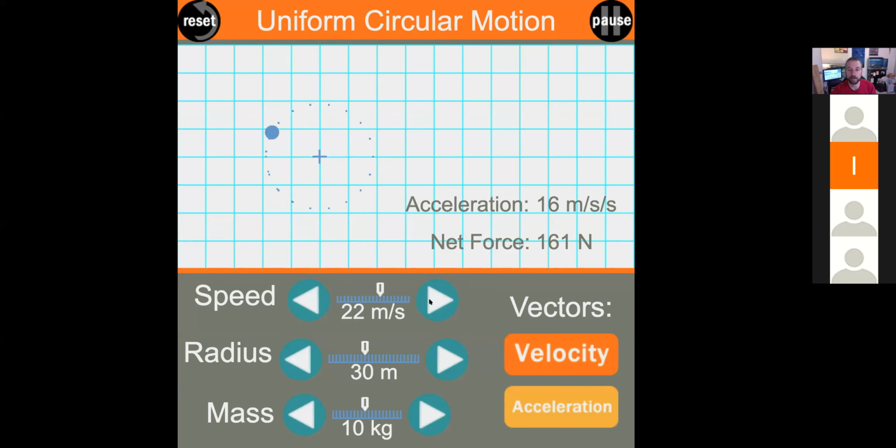We can bump up the speed. We see that that increases both the acceleration and the net force. Let's bring the speed back down. We can increase the radius. If we increase the radius, what is that doing to the net force? Decreasing. Decreasing the net force.